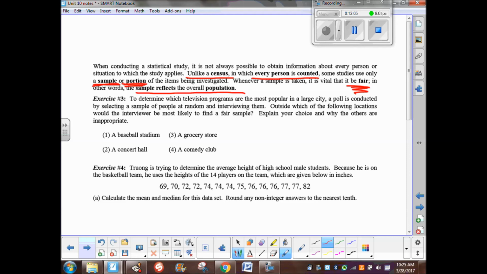In exercise 3, it says, to determine which television programs are most popular in a large city, a poll is conducted by selecting a sample of people at random and interviewing them. Outside of which of the following locations would the interviewer be most likely to find a fair sample? Explain your choice and why the others are inappropriate. So, trying to find information about which television programs are the most popular. Next, what do you think?